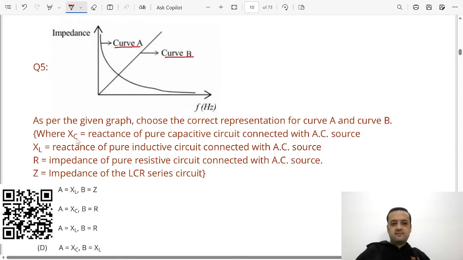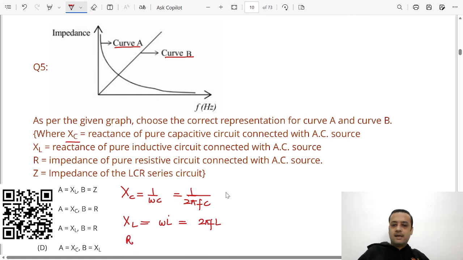Now on the y-axis we can have Xc, which is the reactance of a purely capacitive circuit, or you can say simply 1 by omega c, which is nothing but 1 by 2 pi fc. All right. Then on the y-axis we can have xl, which is nothing but omega l, so that becomes 2 pi f into l. And then on the y-axis we can have r, which is just the resistance value, and then we can have impedance. All right. Now what is impedance? If you remember, impedance is under root of r square plus xc minus xl whole square.